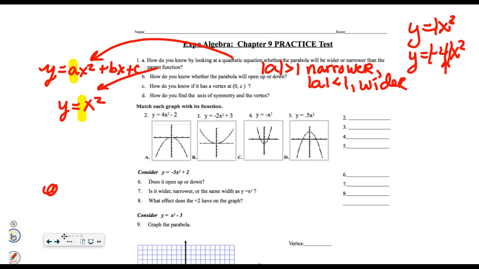How do you know whether it'll open down? That's also about the a. If the a is positive, it'll open up. This one opens up. This one, with the negative 4, opens down. So you can write if a is negative, it opens down. All right? So those first 2 questions are all about the a.